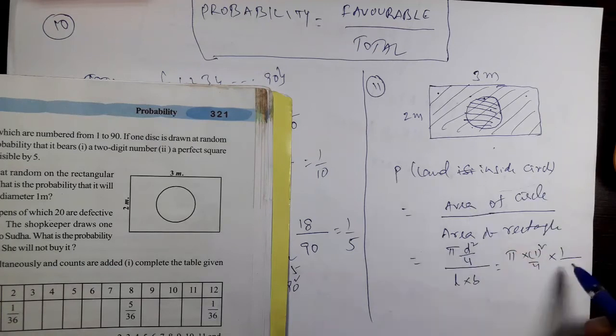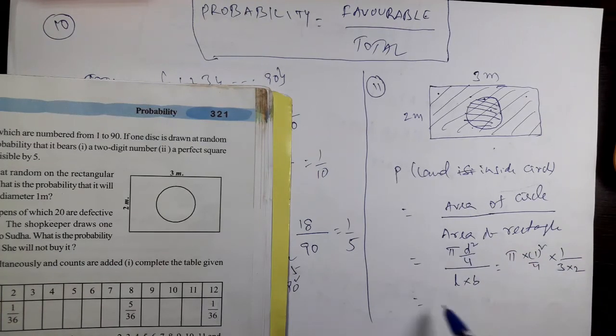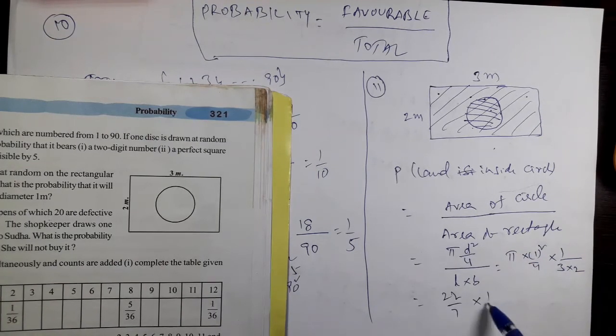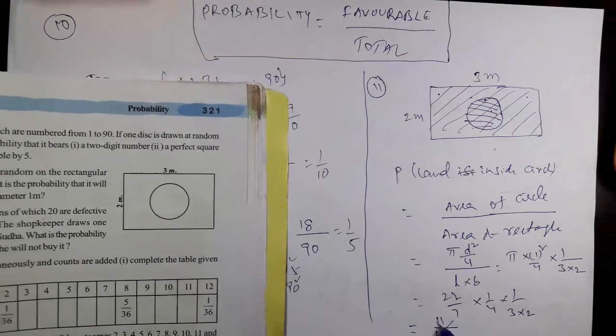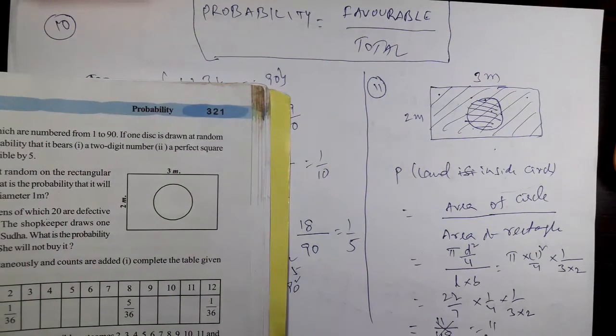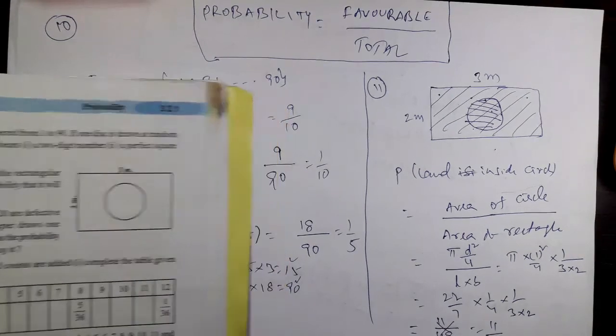Length into breadth is 3 into 2, right? This is 22 by 7 into 1 by 4 into 1 by 3 into 2. That's all. Simplify further, what do you get? 2 times 11 by 49. No, this is 11 by 84, right? This is the answer.